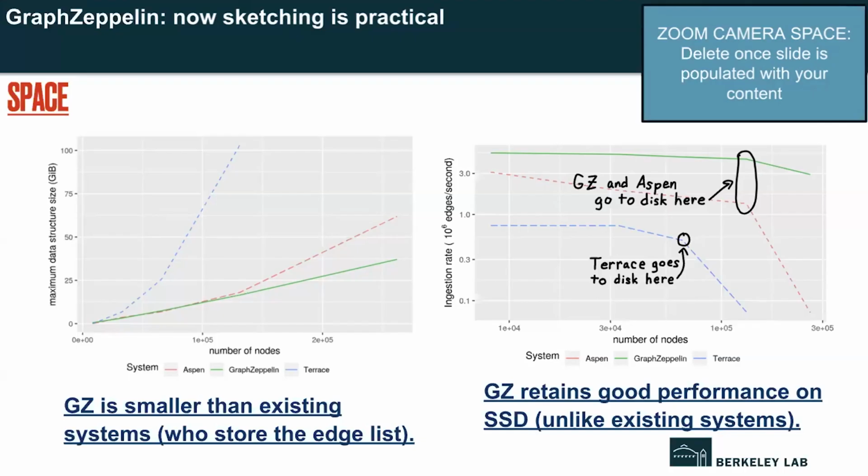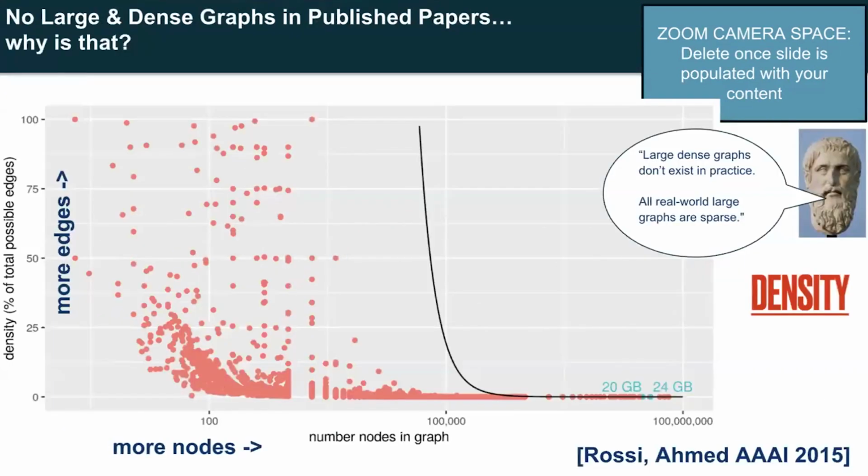These other systems that weren't designed for that, they go right to zero, basically, because they're not designed to run on disk. All right, that's all I have time to say for space. I want to switch over to my other problem, which is density.